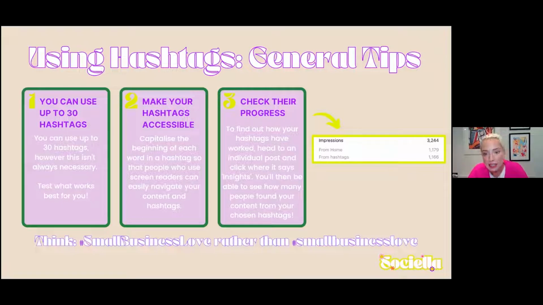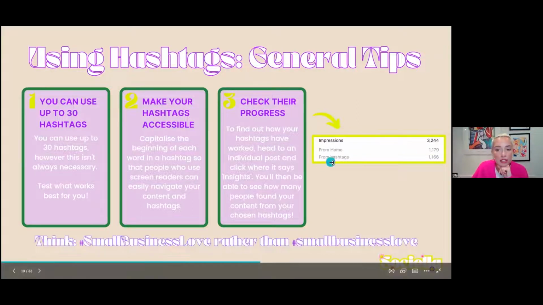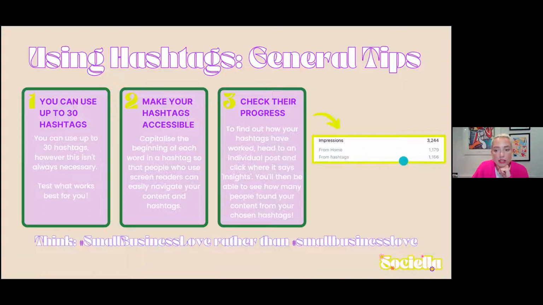And the next thing is you can check your hashtags progress. So when you go onto a post, you'll see at the bottom that it says like check insights or view insights, and that will show the insights for that particular post. And then from there, you'll be able to see how many impressions you got through hashtags, and it will just show you a number like this. So yeah, it can show you how many impressions you got from your hashtags, and you can always experiment with them and try out different things.